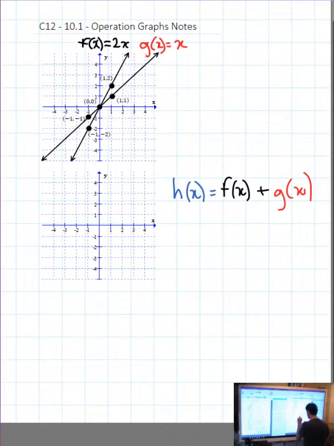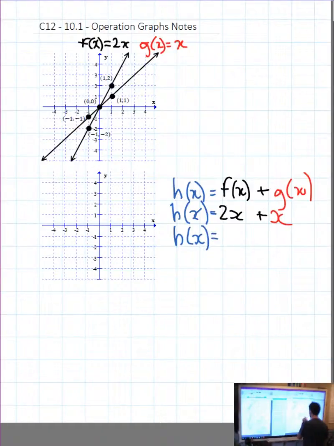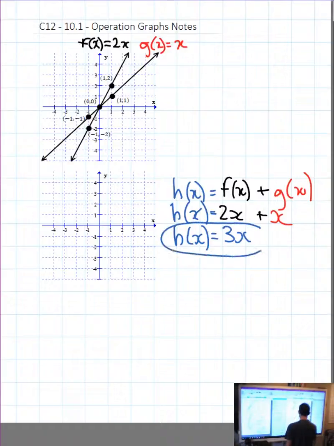Well, that means that we're going to take h of x and say whatever f of x is, 2x, and we're going to add to it whatever g of x is, x. Therefore, h of x is our new function equal to 3x, 2x plus x. So there's our h of x function. We could graph that one, but we're just going to confirm by graphing after.